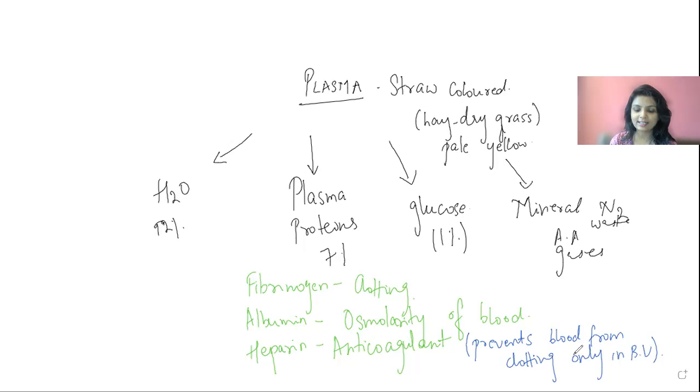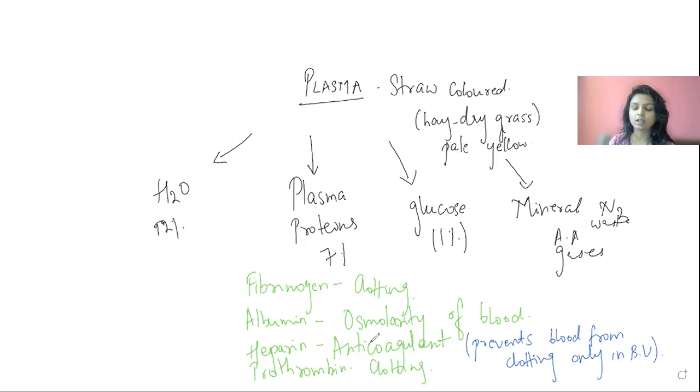Another group of proteins is called prothrombin. And prothrombin again helps in clotting.